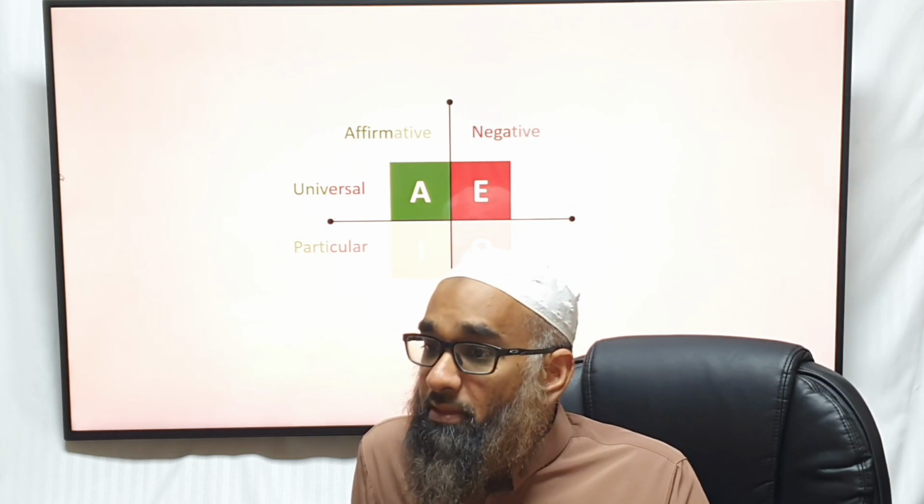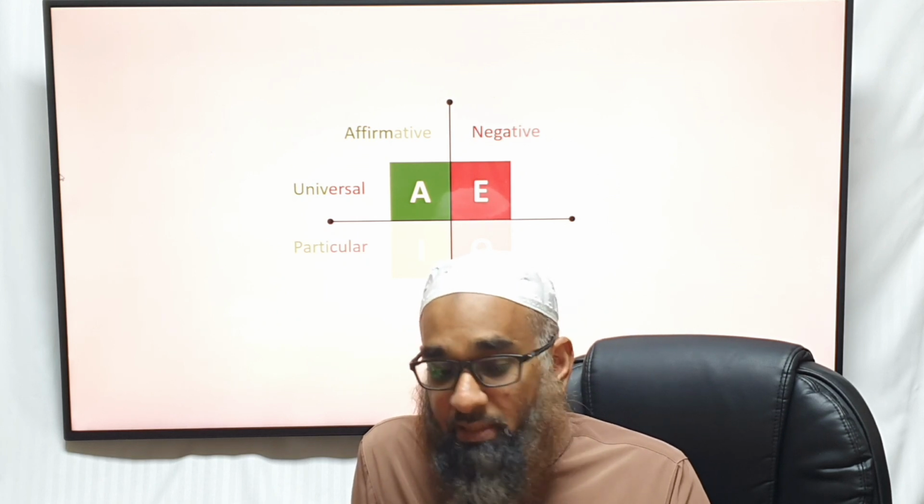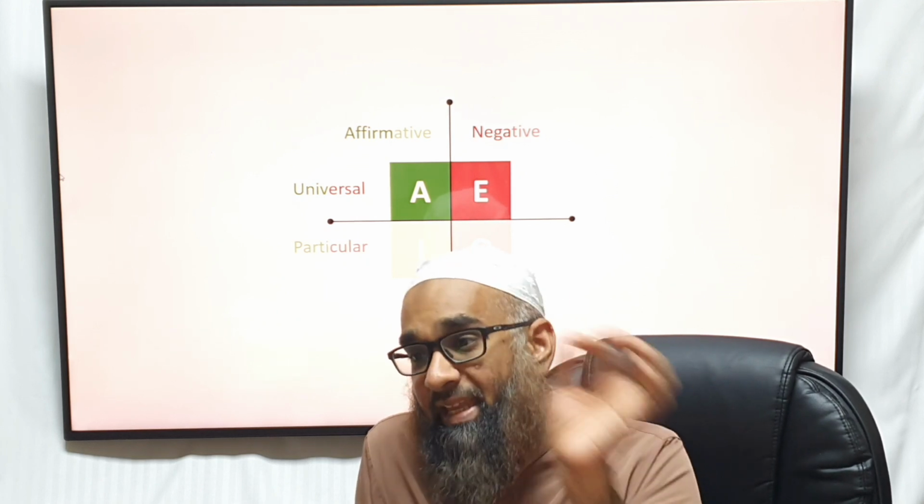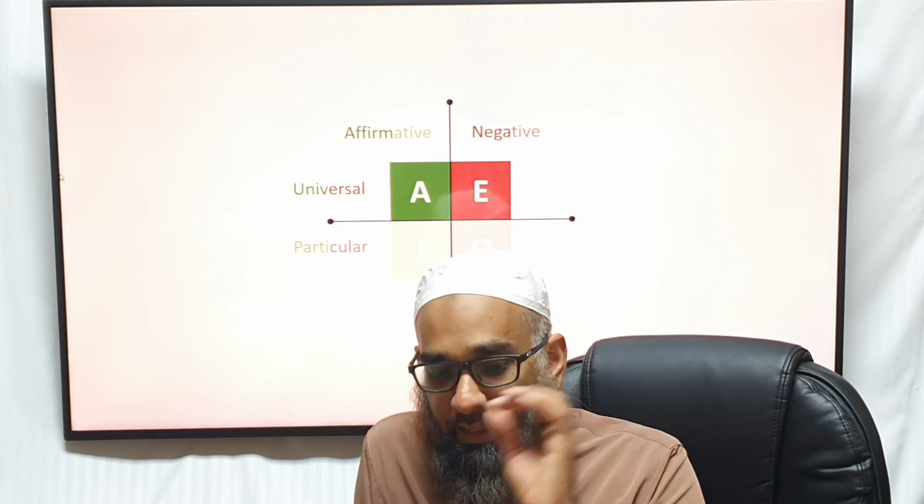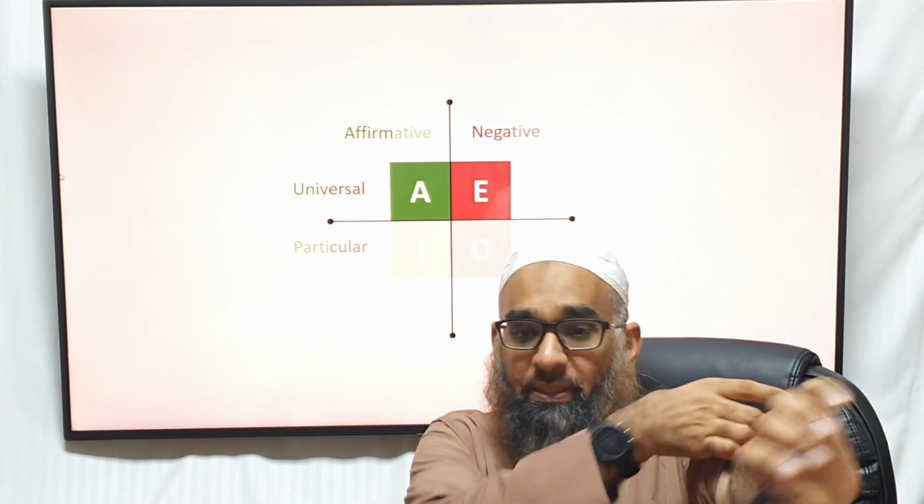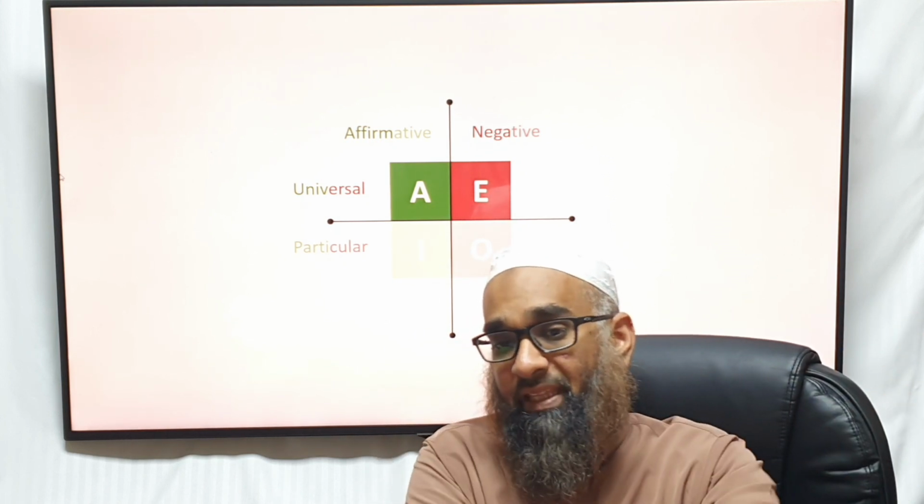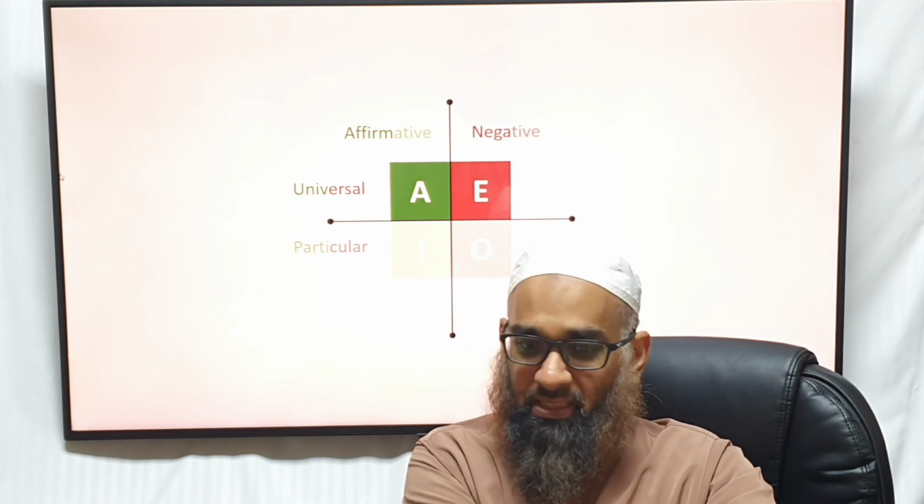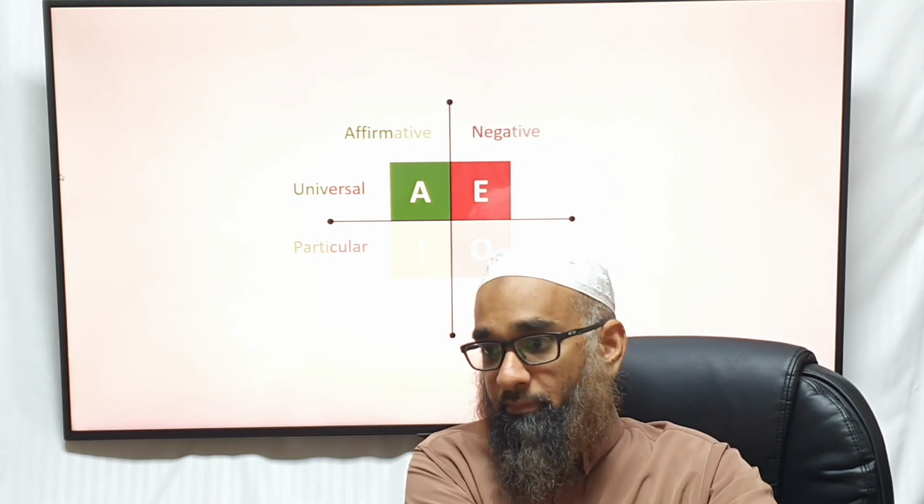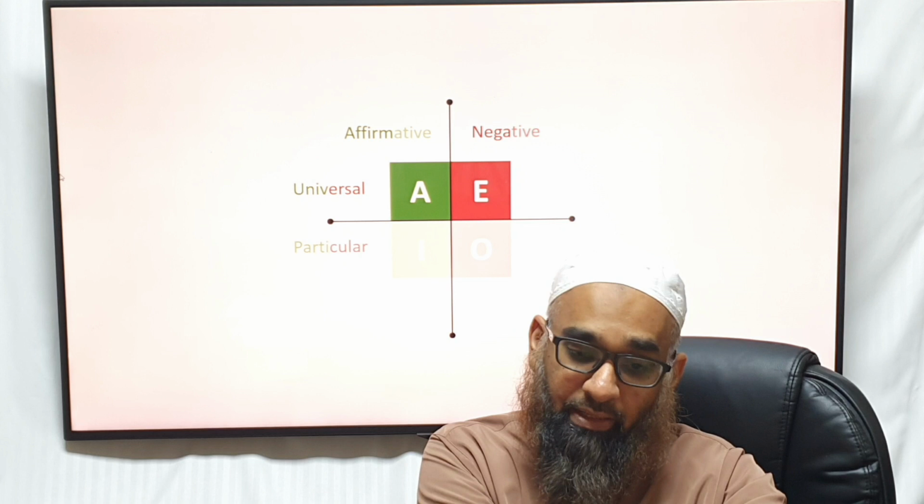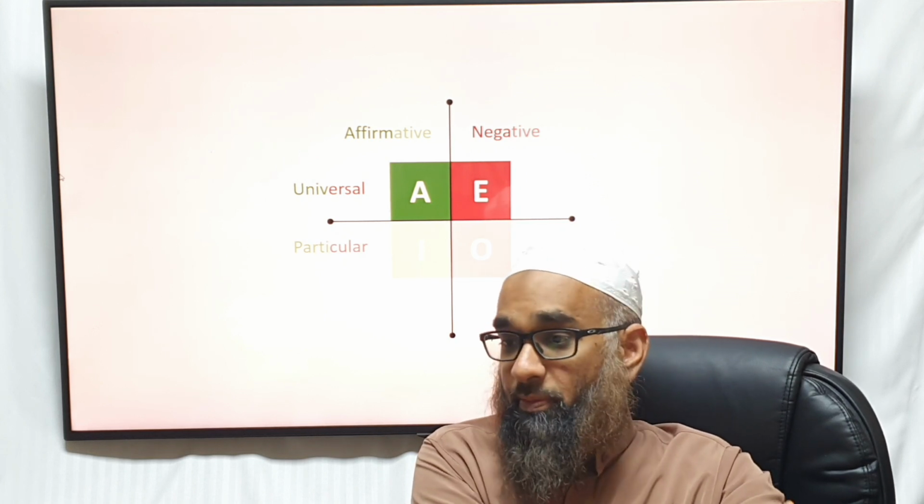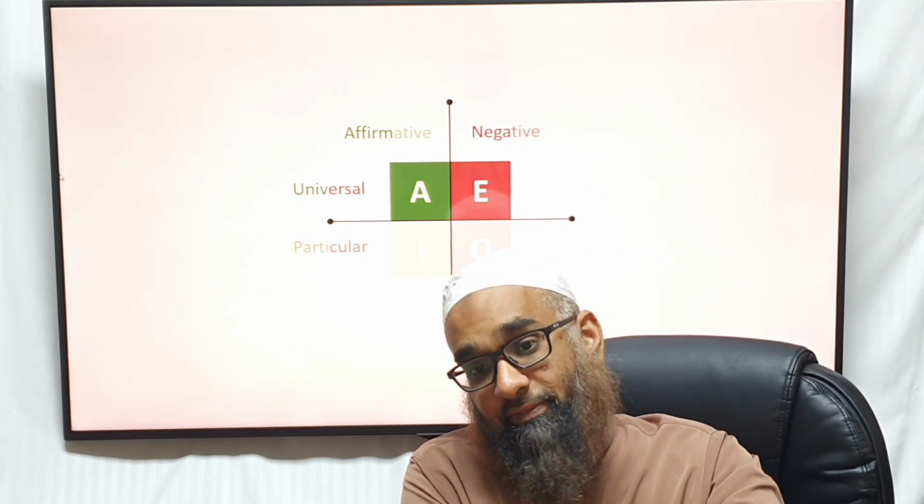No cars have wings. So that's universal, but it's also negative. It's A and E, so it's easy to remember. And a particular affirmative, you call it what? I. For example, some cars have spare tires. And O: some cars do not have spare tires.